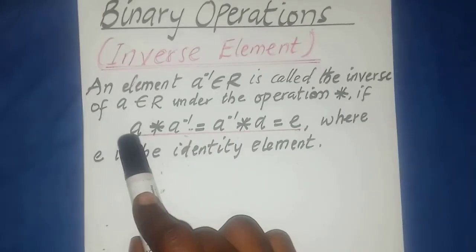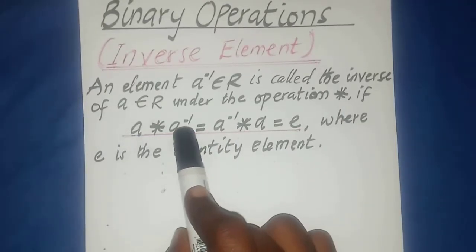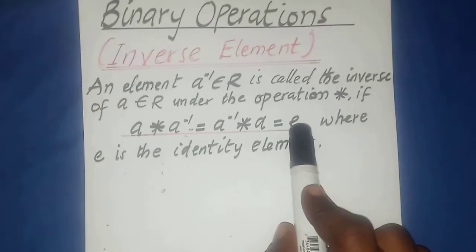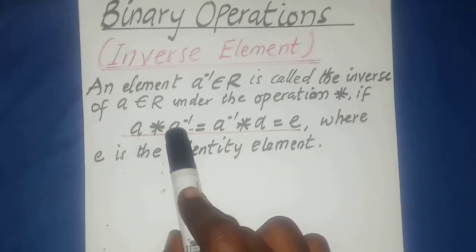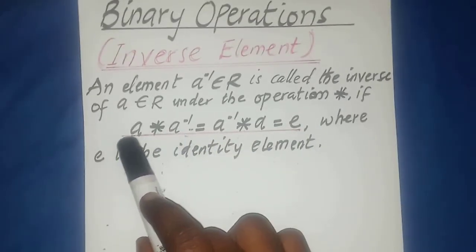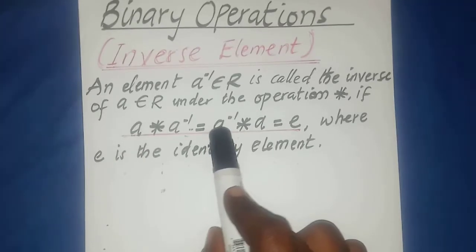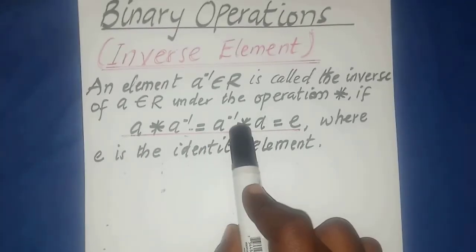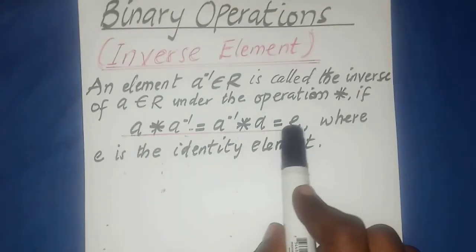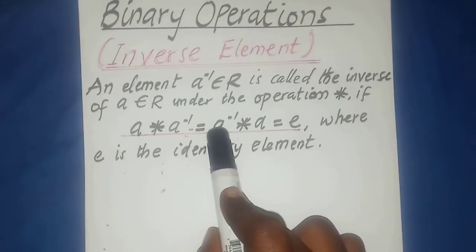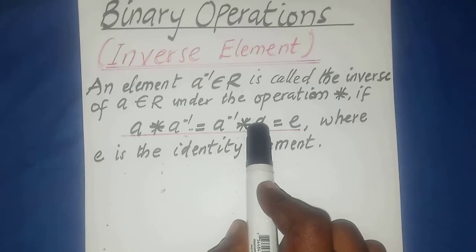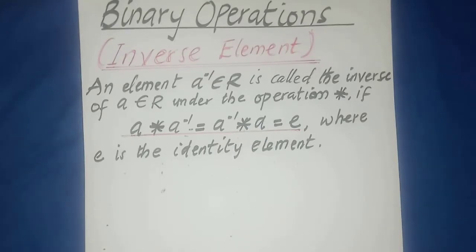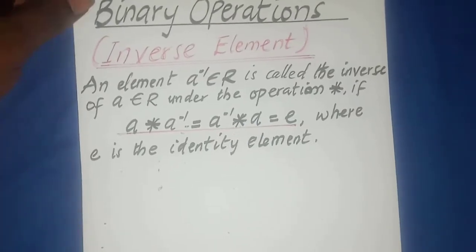So if we combine A and a certain element with the operation star and we get the identity element, then that element is the inverse of what? A. Or if we combine an element and then A with the operation star and we get the identity element E, then that element is the inverse of what? A. Good. Now let's look at some basic examples.